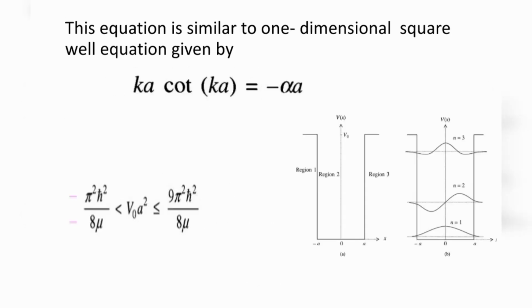This is similar to what was observed for the one-dimensional case, which is given by Ka cot Ka equals minus alpha a. Now we can observe that there are different cases for n equals 1, n equals 2, and n equals 3. Using these different cases, we'll understand how the particle will behave in the different quantum states, having energy levels at n equals 1, n equals 2, and n equals 3. The last equation, which is pi squared h cross squared upon 8 mu, is less than V0 a squared, and V0 a squared is less than or equal to 9 pi squared h cross squared upon 8 mu. This indicates that the potential is bounded between 0 and a. That means the particle is bounded between 0 and a.